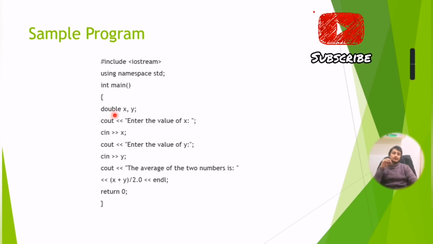So double x y, it's the type of variable. Actually, double is a variable type other than integers. For example, the integers are whole numbers, they are 1, 2, 3, -1, but double includes 1.5, 1.6 or something like this. So these are the variables other than integers.